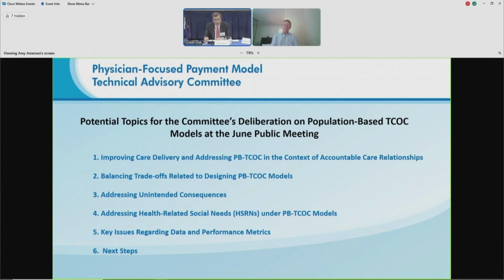So again, I know I brought up the pharmacy on the unintended consequences. Any other thoughts on any particular unintended consequences that come to mind as we think around total cost of care models? Yeah, Jen.